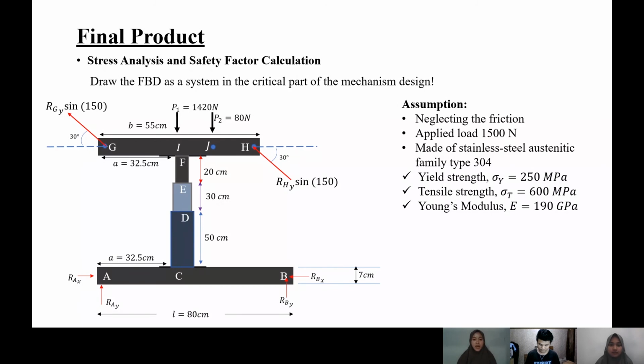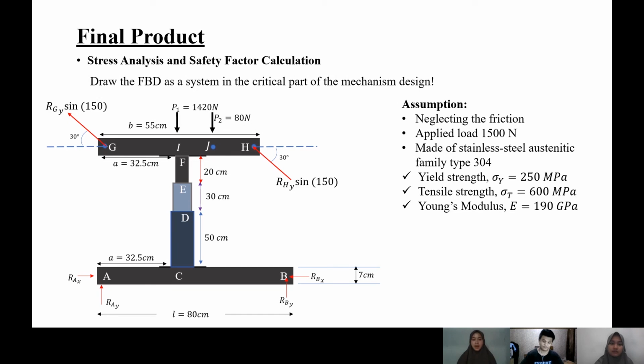In this mechanism design, we have an assumption of neglecting friction, since we use four wheels, and we set the applied load at 1500 Newton. The mechanism is made of austenitic stainless steel, type 304, which has yield strength of 250 MPa, tensile strength of 600 MPa, and Young's modulus of 190 GPa. And here is the free body diagram of the critical part as a whole system.